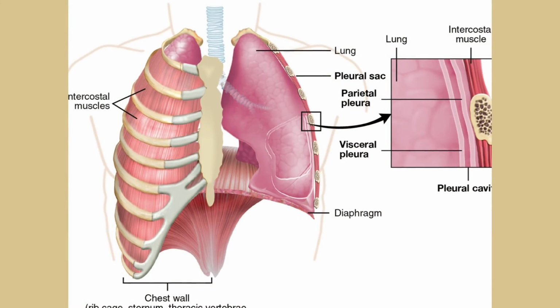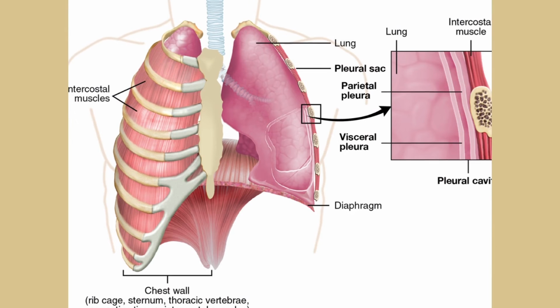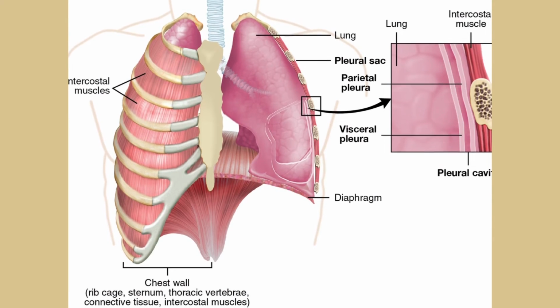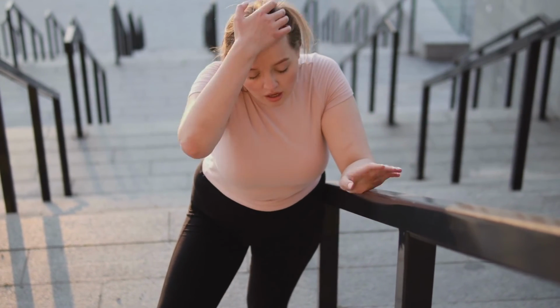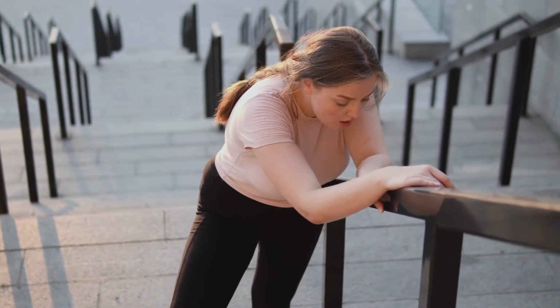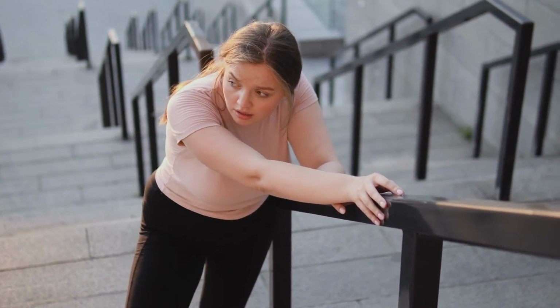Pleural cavities are spaces around each lung. They are lined with a serous membrane called pleura, which consists of the parietal pleura, which lines the thoracic cavity, and the visceral pleura, which covers the lung surface. It contains pleural fluid that performs two functions.